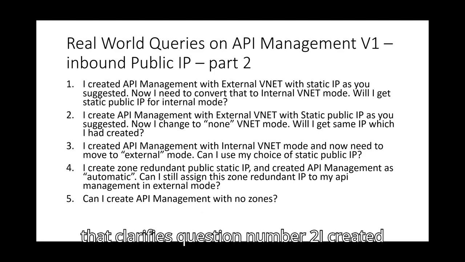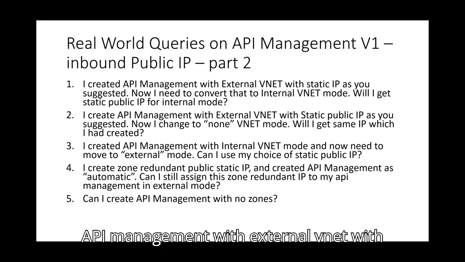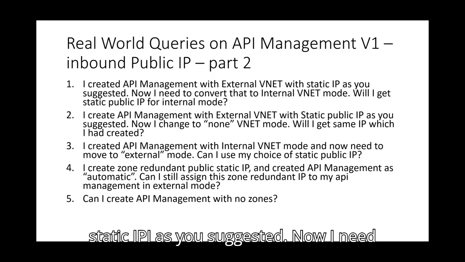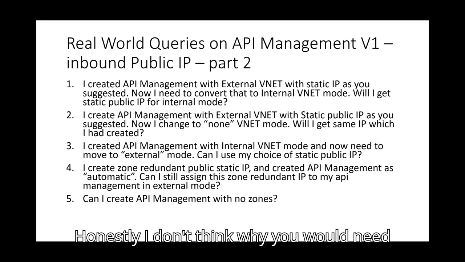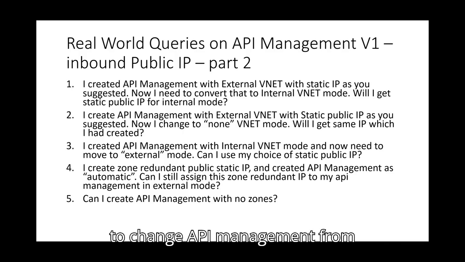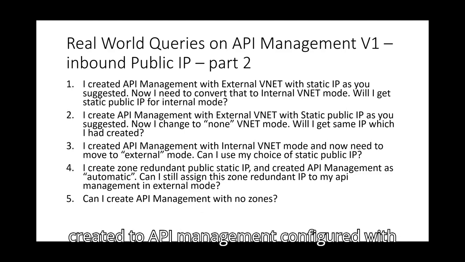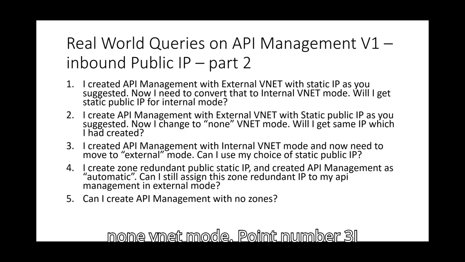Hope that clarifies. Question number 2. I created API management with external VNet with static IP as you suggested. Now I need to change to non VNet mode. Will I get the same IP which I had created? Honestly, I don't think why you would need to change API management from external to non VNet mode. It's a bad move, but if you still need to do it, then the answer is your public IP will change and you can't attach the public IP which you have created to API management configured with non VNet mode.